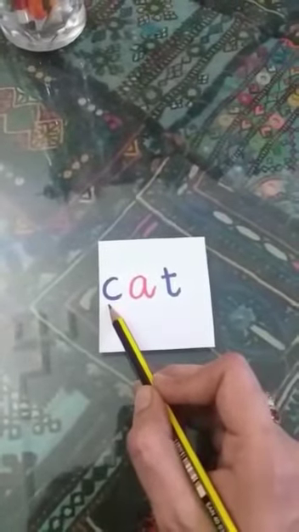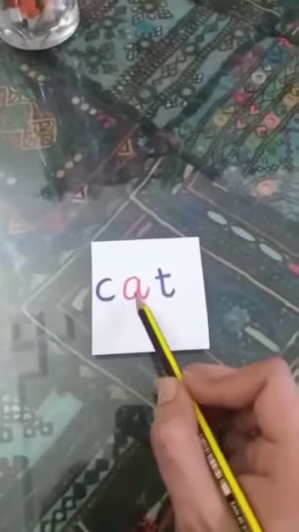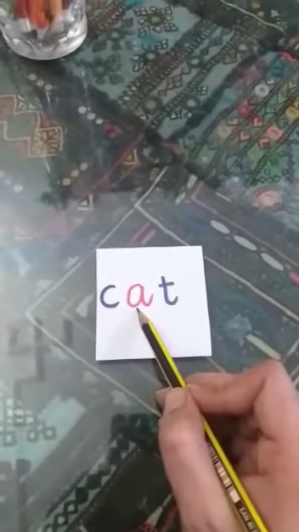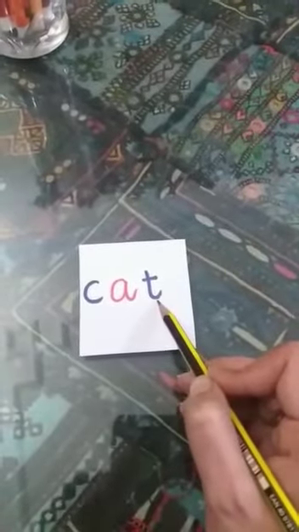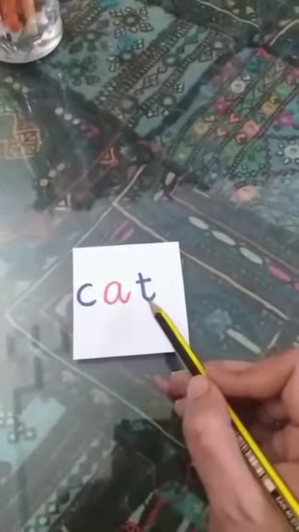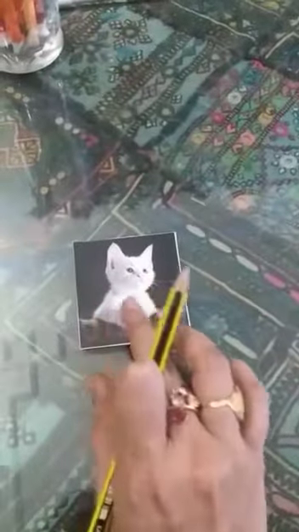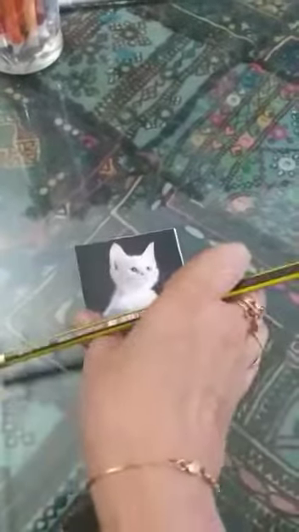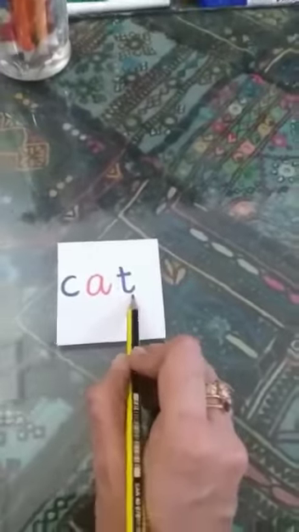What is the letter name of this sound? K. What is the letter name? C. Yes. And what is the letter name of this A? A. Good job. And what is the letter name of this sound, this phonic? T. Yes. C, A, T. That spells cat. K, a, cat.